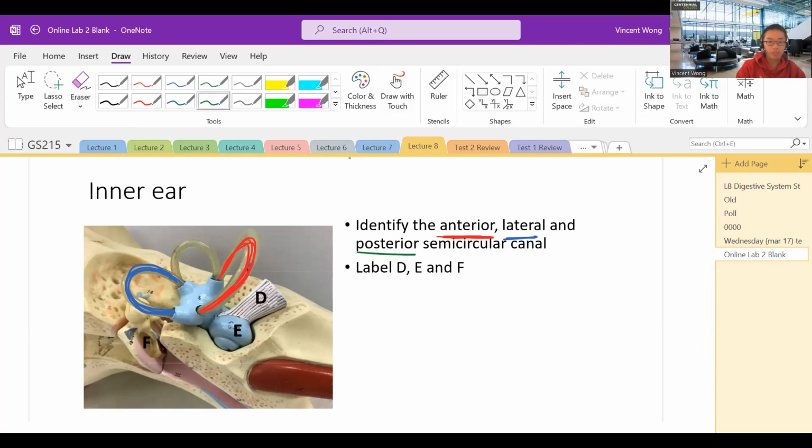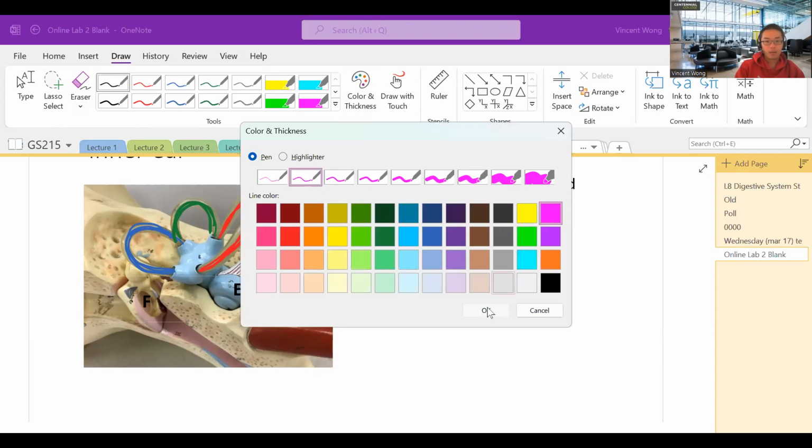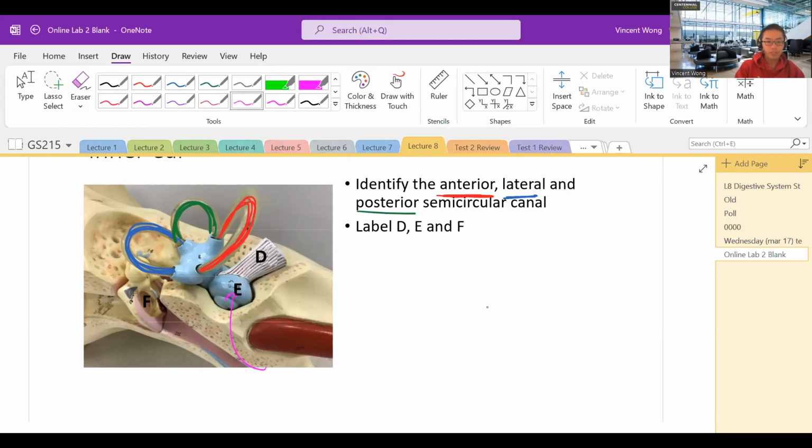And the posterior one is the one here at the back, which is parallel to the wall in front of you or behind you. You tilt your head like that, you will stimulate the fluid, the cells at the base of this canal. All right, E is cochlea. Inside is where you will be able to detect sound.